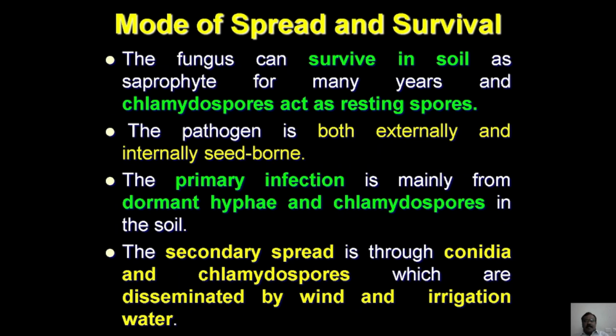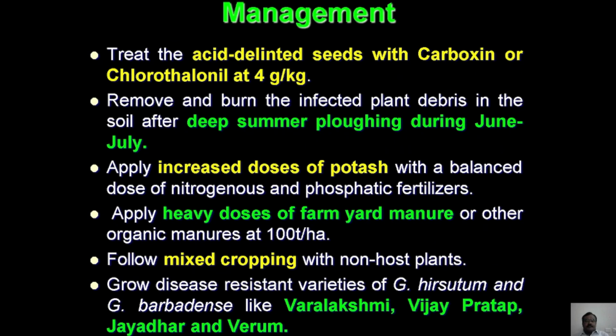The fungus can survive in the soil as well as in infected plant debris as chlamydospores, and the pathogen is both externally and internally seed-borne. The primary infection is mainly from the dormant mycelium as well as the chlamydospores present in the infected plant debris and in the soil, while the secondary spread is mainly through the conidia.